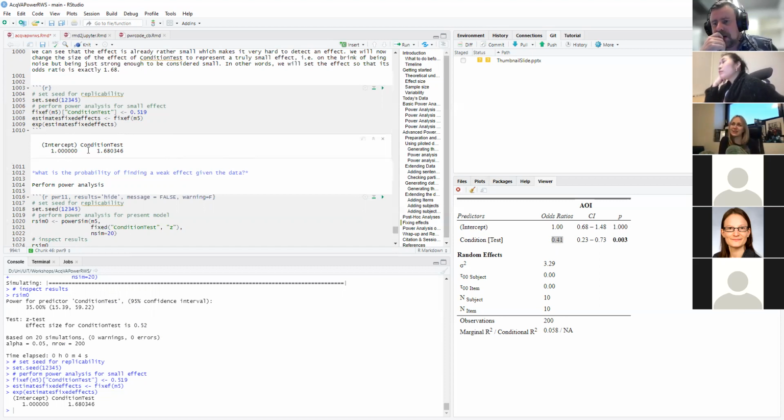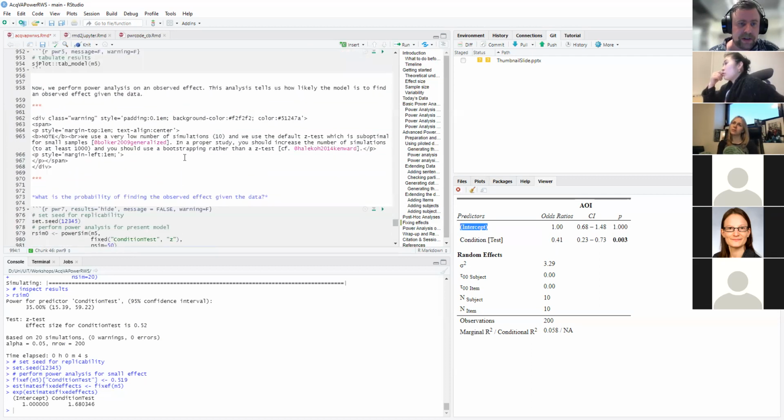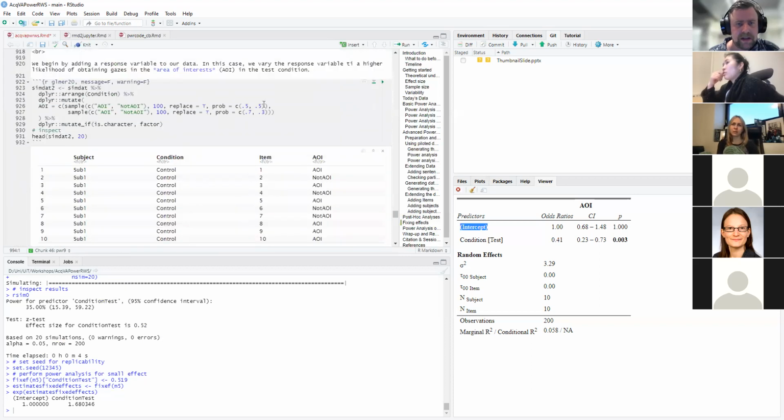I feel like I'm missing a thing. But, think about it this way. We've fitted a model, right? With random effects for subject and random effects for items. And the only fixed effect that we had was condition, right? Here in the intercept, it's basically the other condition, the control condition, right? And we said here that the likelihood of looking into the area of interest was 50-50. So 50% when we generated the data here. So there it was 50-50. So here the odds ratio is 1, right?